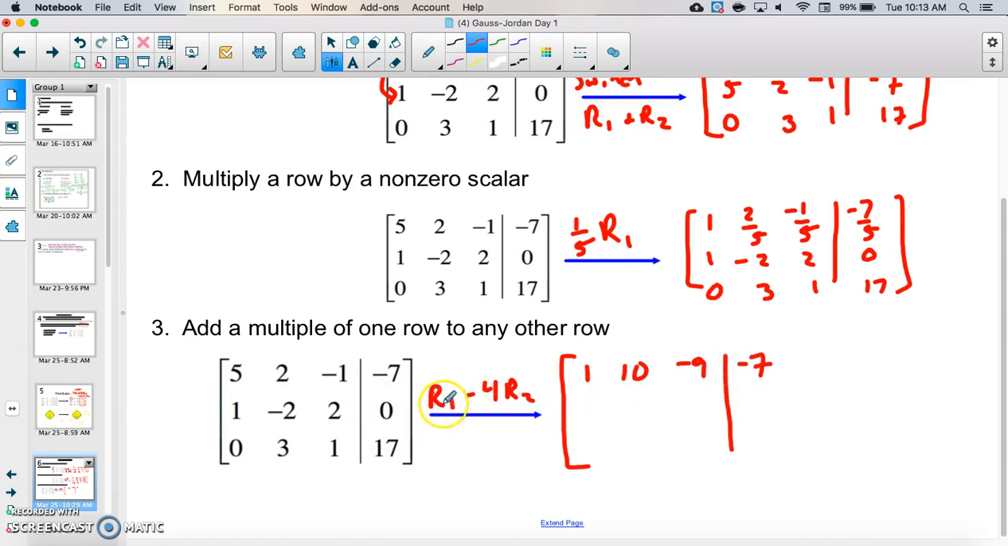Notice I started with row 1. Because I wrote row 1 first, that's the row that I'm replacing. Whatever I write first, that's the thing that I'm going to replace. And everything else is going to stay the same.